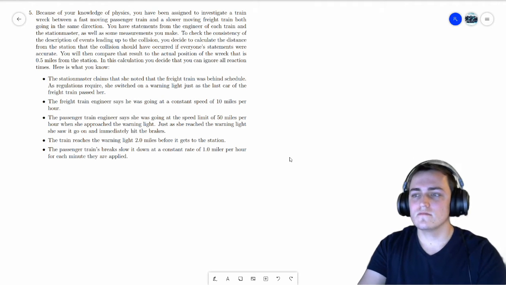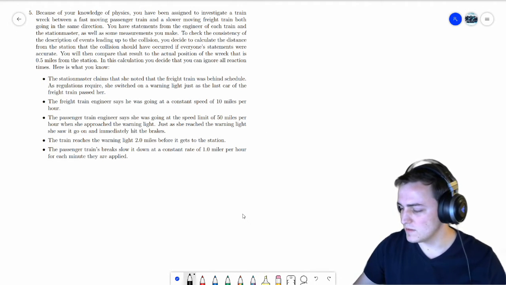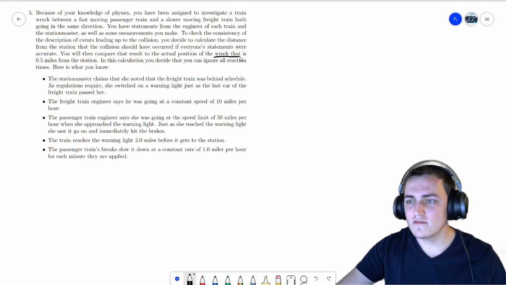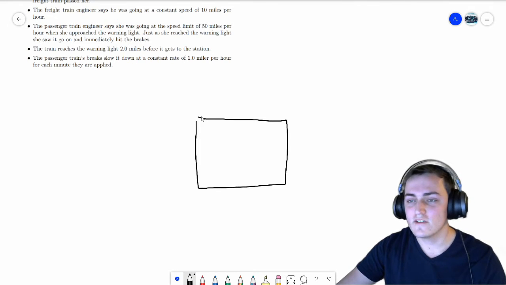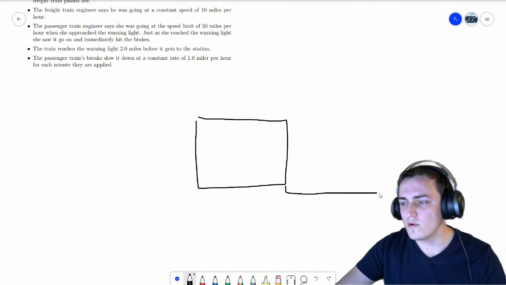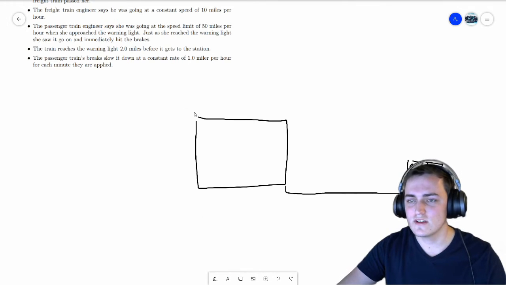And so we figure out that the actual position of the wreck, through just measurement, is 0.5 miles from the station. So we have our station. Now we know that 0.5 miles away is where the train crash happened. And so let's label 0.5 down here at the end. This is where the trains crashed. And so I'm just going to draw two objects. You can do like a P and an F, just to represent passenger and freight train.